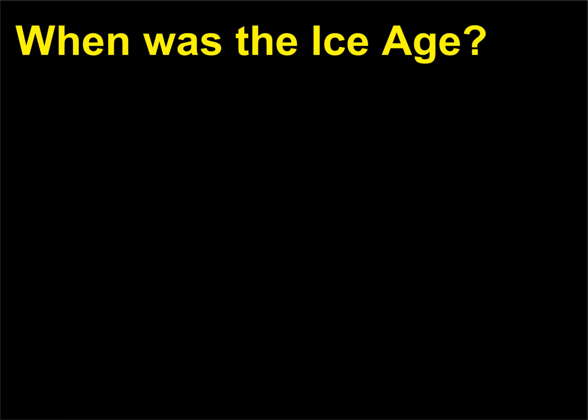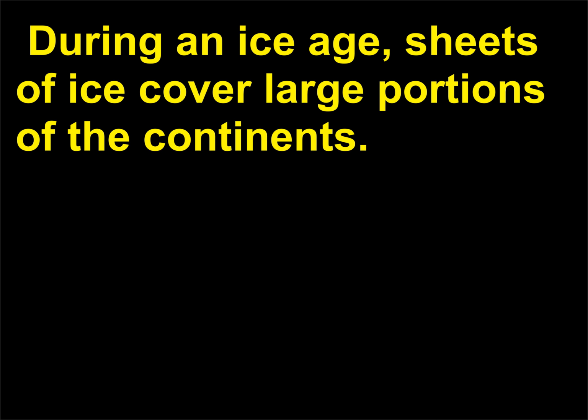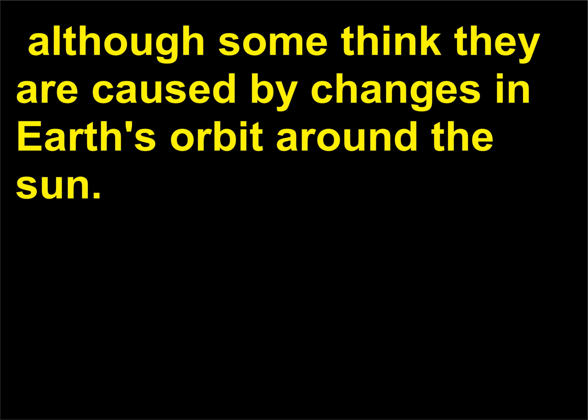When was the Ice Age? Ice ages, or glacial periods, have occurred at irregular intervals for over 2.3 billion years. During an ice age, sheets of ice cover large portions of the continents. The exact reasons for the changes in Earth's climate are not known, although some think they are caused by changes in Earth's orbit around the Sun.